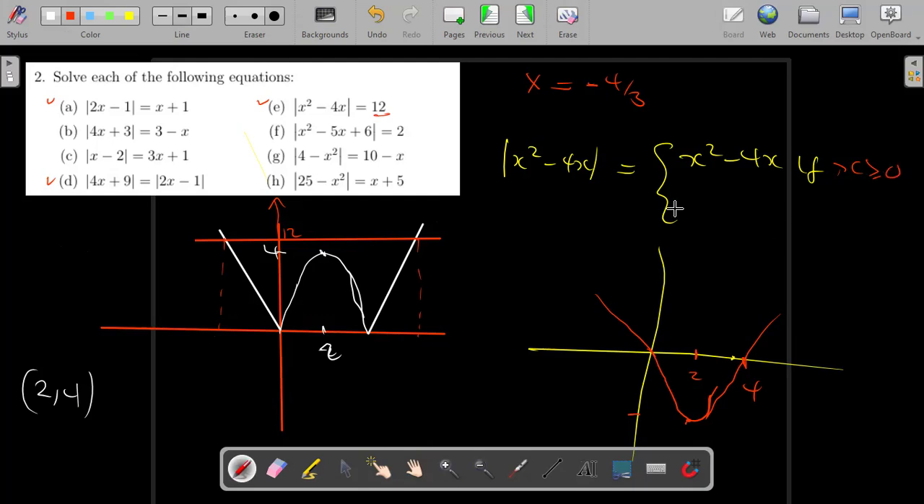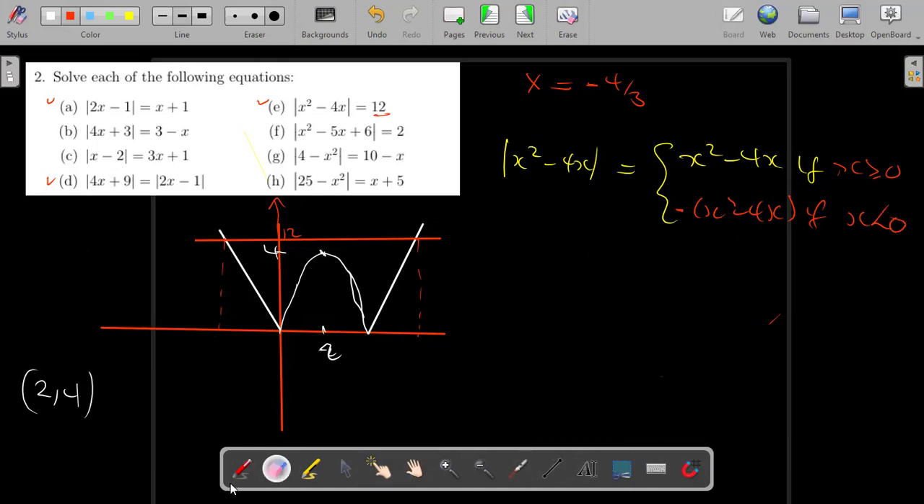Since we found 0 to be one of them, then I'll use the other one as x squared minus 4x if x is less than 0. So this is what I get. But then I can just say, okay, from here, this side, the negative side, I know it's this one, and the positive side is this one, and I'm just going to be equating those two to 12. So the negative side, that's negative x squared plus 4x, this is going to be equal to 12. So that's for the negative side, this side.